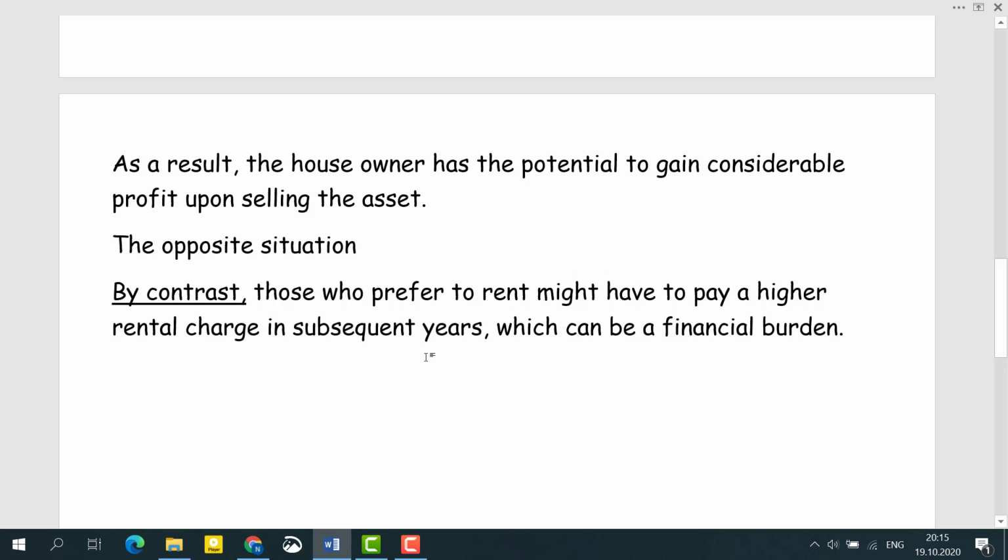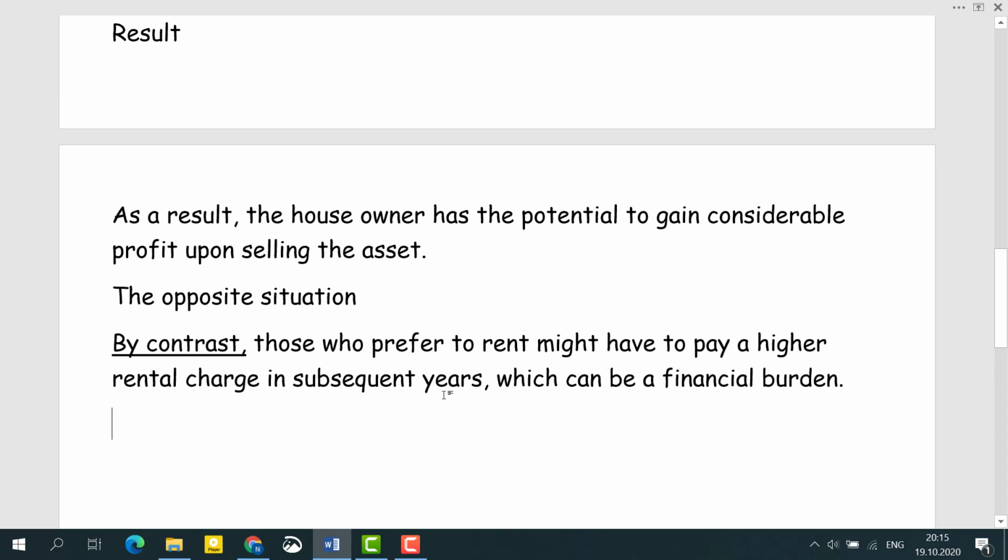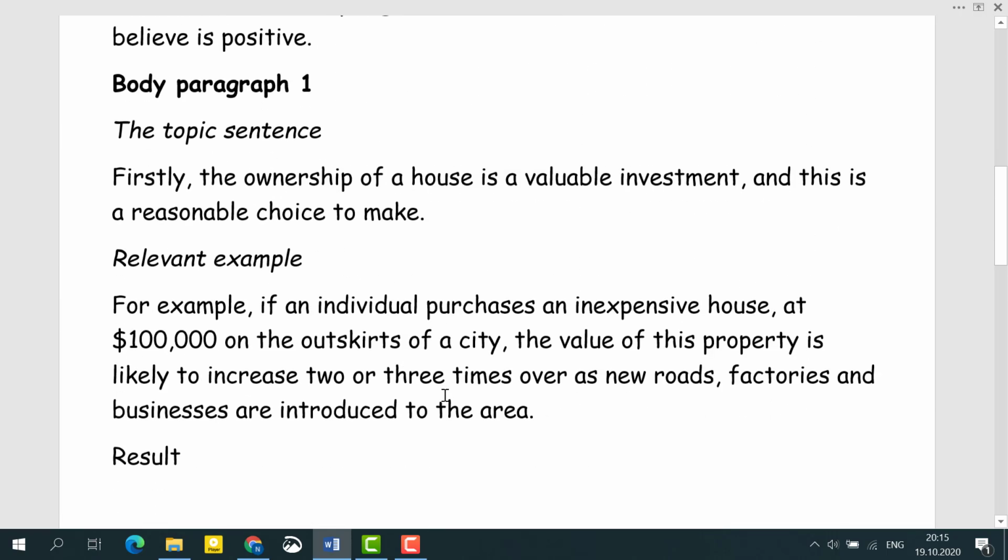Okay, and then now I want to give my personal opinion, just to give some comments. Okay, so therefore we need to use a comma, and then which can be a financial burden. Again, I'm using a non-defining relative clause, okay, using the word which. And most IELTS examiners really like seeing relative clauses in your sentences. Okay, that's it. I have finished writing my first body paragraph.